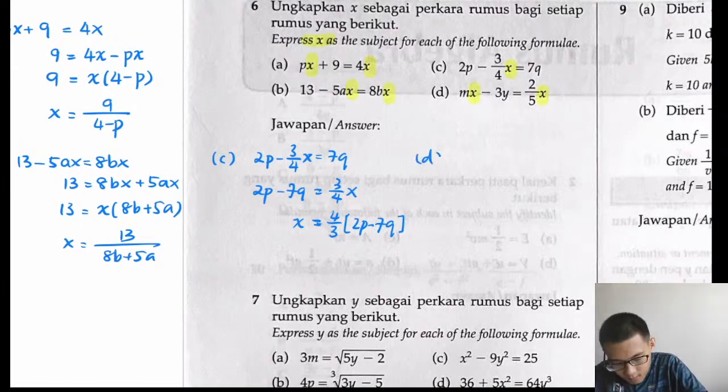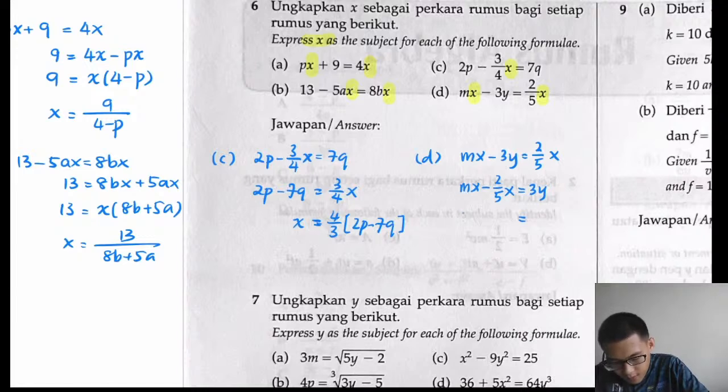Okay, so d. mx minus 3y equal to 2 over 5x. So here we have negative 3y. I try to move the negative 3y there and move the 2 over 5x here. Actually it's negative, not positive. So I try to change it back.